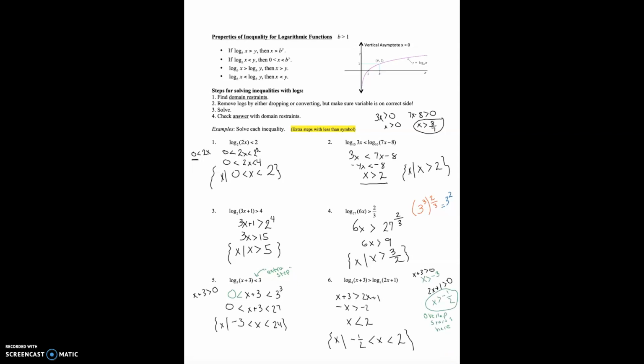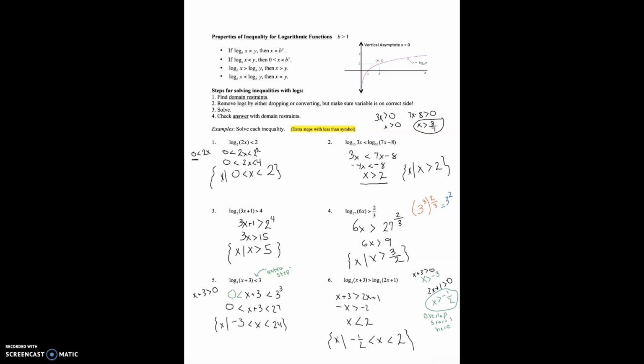So here we go, we have for 5, x such that -3 is less than x, which is less than 24. And then for 6, when I did my domain restrictions, I get x is greater than -3, x is greater than -1/2. Where's the overlap starting? Here at that -1/2. And then I had to reverse my symbol, and I got x is less than 2 here. So my compound inequality is -1/2 is less than x, which is less than 2. So that would be my solution for this log inequality.